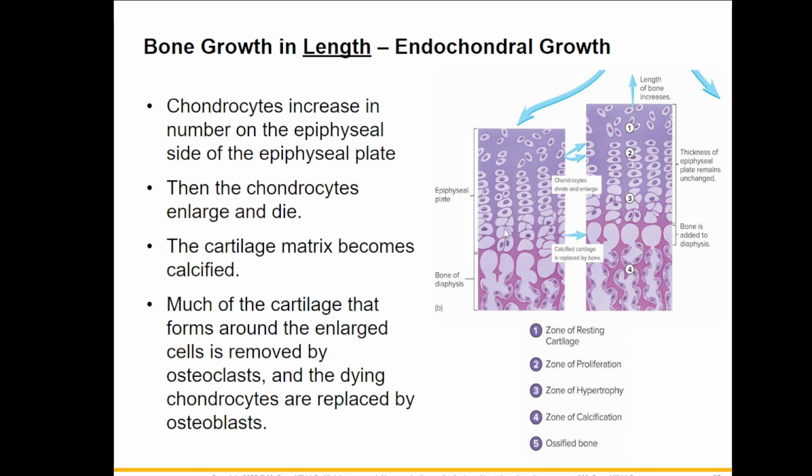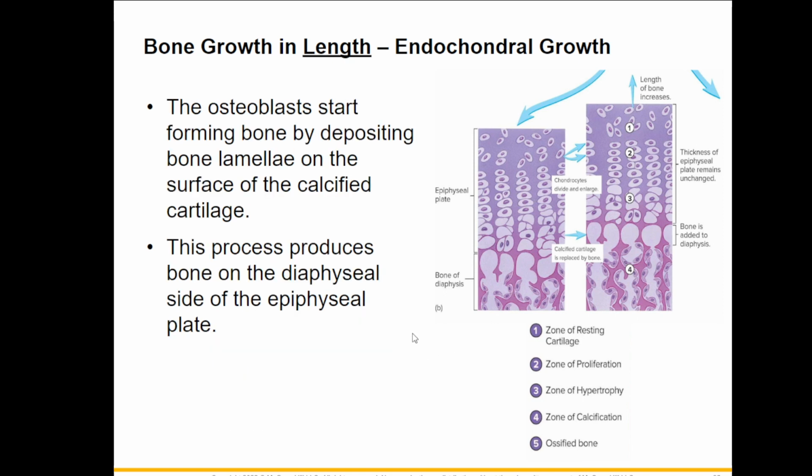This cartilage matrix, from being purple, starts to become pink here. This means that they are starting to become calcified. All right, they start to become calcified. And in this area here at the bottom, you will already see your osteoblasts. You will see your osteoblasts already forming the bone around it. So that is how endochondral growth would happen. The osteoblasts will start depositing bone on the surface, and this produces bone on the diaphysis and the epiphyseal side of the epiphyseal plate.